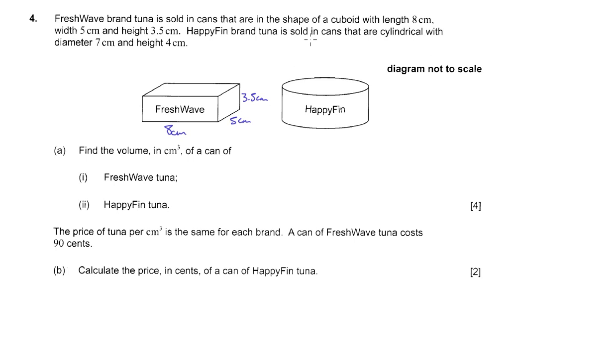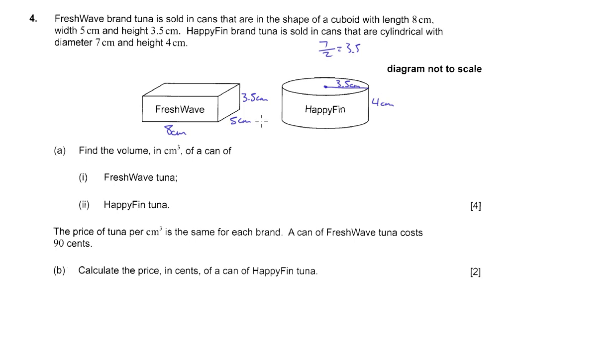Okay, Happy Fin brand tuna is sold in cans that are cylindrical with a diameter of 7. So from here across to here is 7. Pretty sure they're going to have us find volume at some point. So instead of writing the diameter, I'm going to write the radius, which is 7 divided by 2, 3.5. This is centimeters, right? And then the height is 4 centimeters.